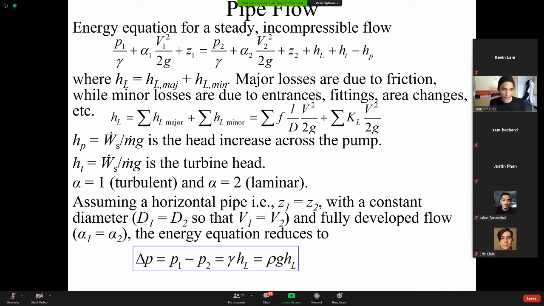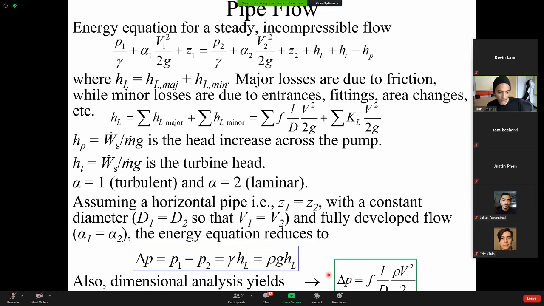So then it will reduce the energy equation. It will reduce to the following. And then there was a separate analysis that we conducted using dimensional analysis, and where we ended up was with this following equation. So these two come from different analyses. This one came from dimensional analysis. This equation right here is simply a simplification of the energy equation.